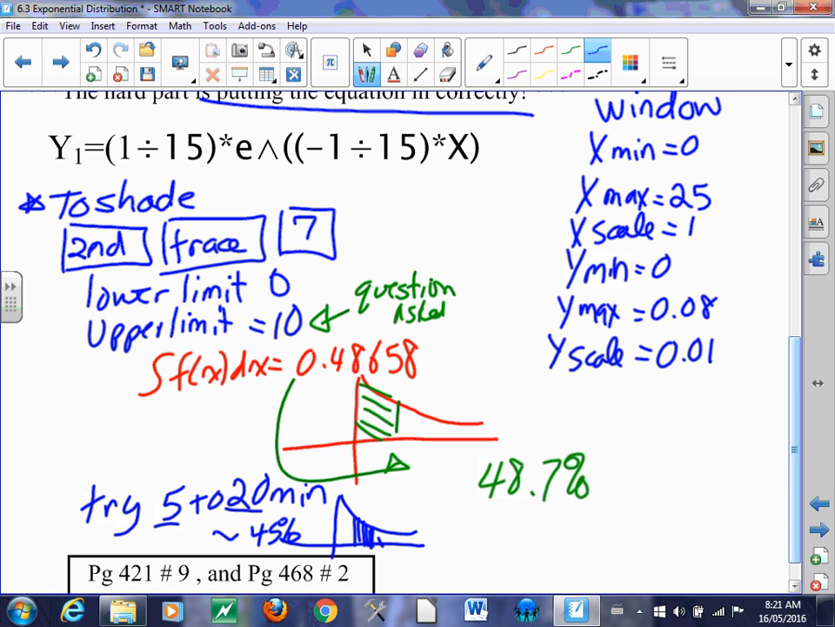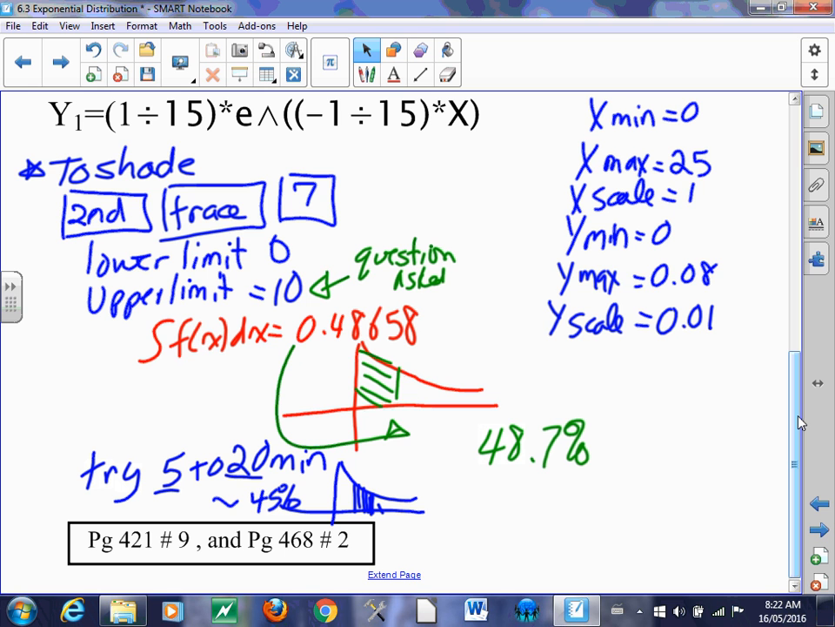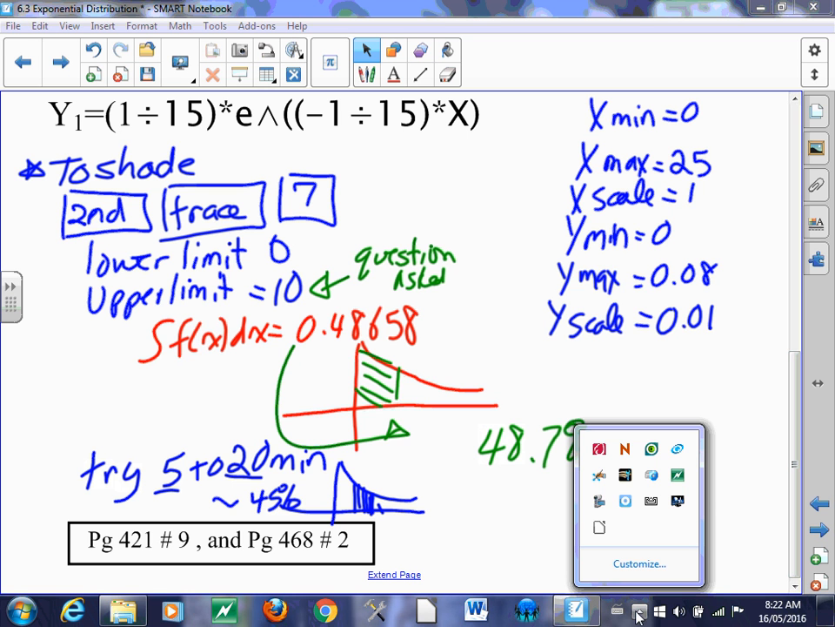Okay, all right. So again, if you can't get these calculators to work at home, please come see me in class and borrow one. Get familiar with it again and make sure you're using it as much as possible. Homework here, folks, is page 421, number 9, and page 468, number 2. Have a great day, folks, and see me if you need help.